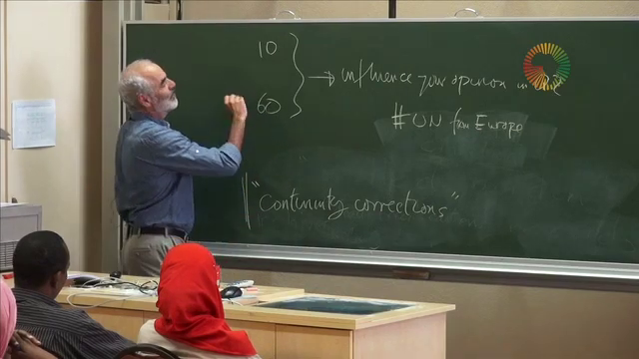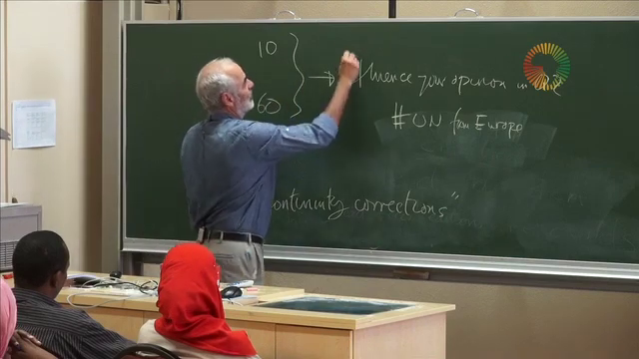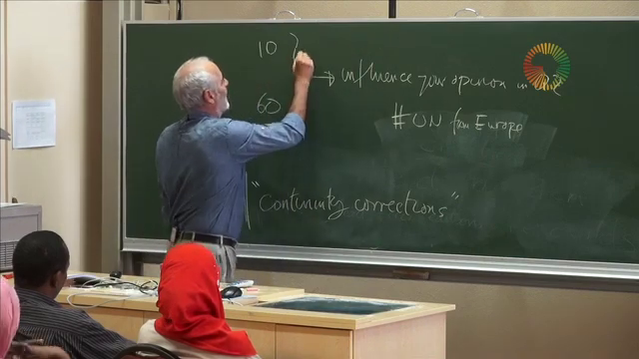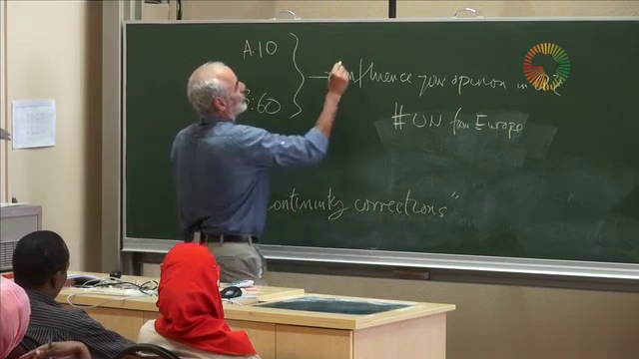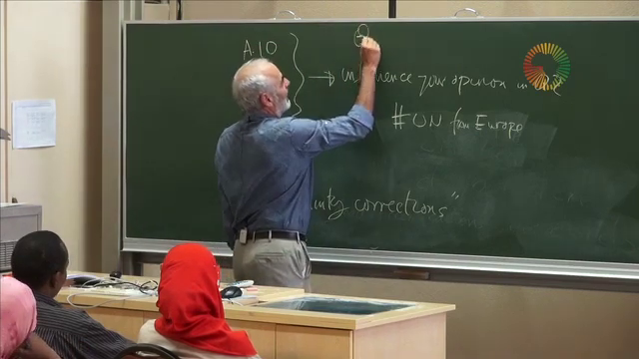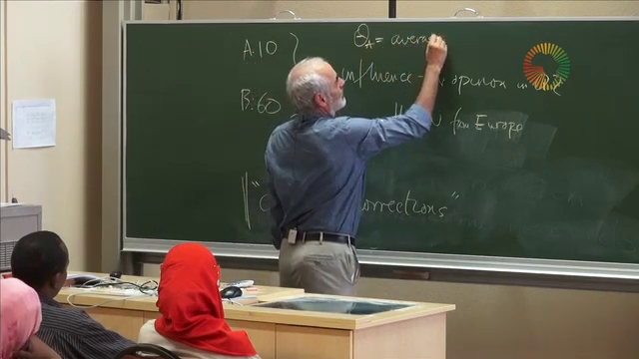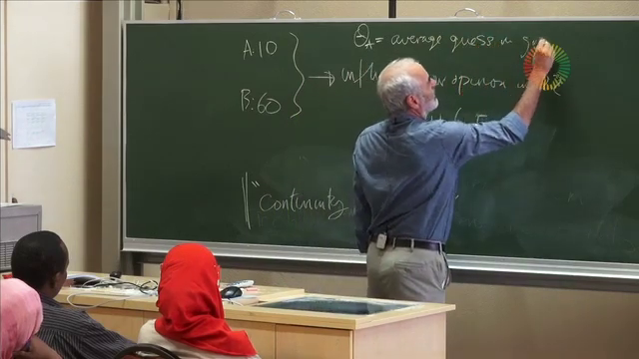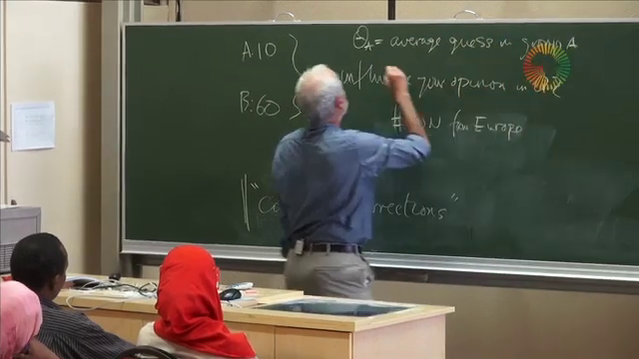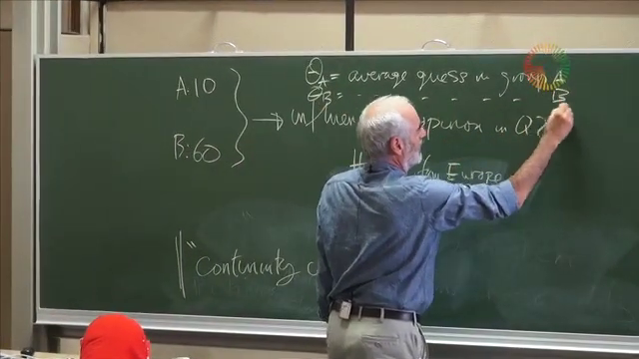So, if we assume that your numbers in this group, so you've got group A here and B here, you could say that theta A equals the average guess in group A, and theta B is the average guess in group B.